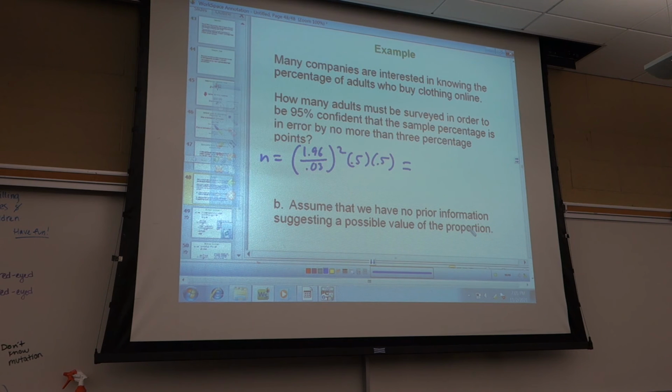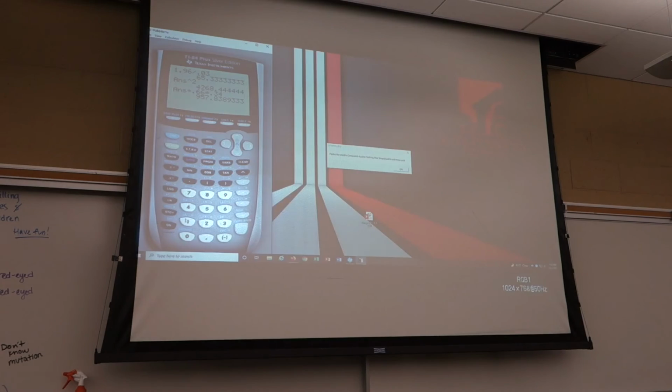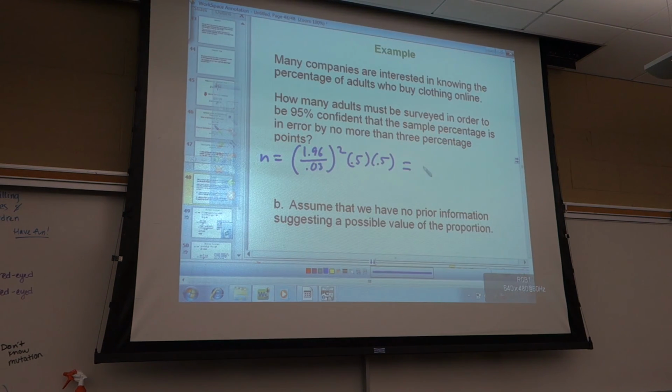So now I'm going to plug those in. I hear clicking. It means people are doing it. That's good. And I'm going to get 1.96 divided by 0.03. Enter. Squared. And multiply that times 0.5 times 0.5. I got something you got. 1067.11. I need to round up because 1067 people is not enough. I need at least 1067.11. So I need 1,068.